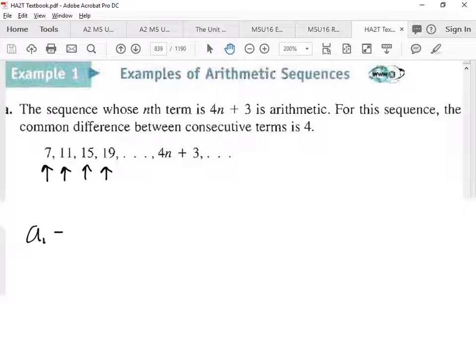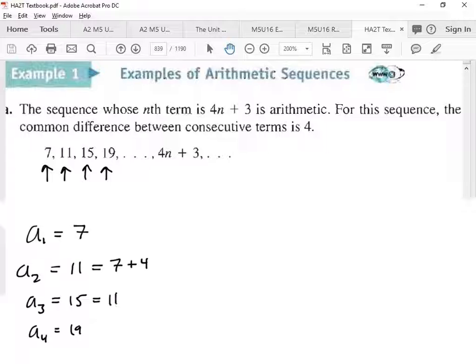So a sub 1 equals 4. No, I'm sorry, 7. And then a sub 2, what does that equal? 11. And then a sub 3 equals 15. And then a sub 4 equals 19. How do we get 11? 7 plus 4. Very nice. And then how do we get 15? 11 plus 4. So every time we're taking the previous number and adding 4 to it.